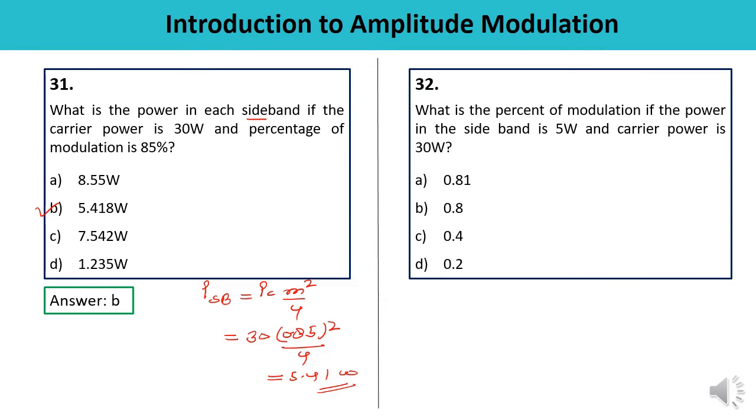Next question. What is the percentage of modulation if the power of the sideband is 5 watt and the carrier power is 30 watt? Means here you have to calculate the value of m. The formula you are already aware: power in sideband is equal to power carrier m square upon 4. Substitute the value. Power in the sideband is 5 watt, carrier power 30 watt. Calculate the value of m. You will be getting 0.81. Just substitute and simplify it. So the correct answer is A.